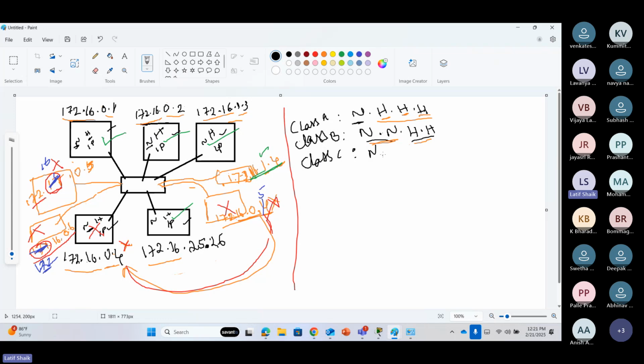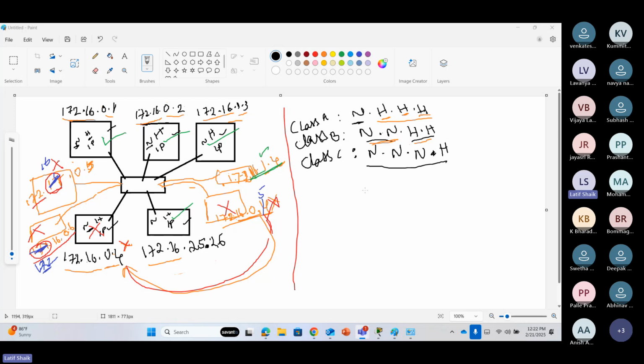Finally, class C: network and host. So again, for a class A IP address, you have to check the first octet only, the network portion. Class B, you have to check the first and second octets, the network portion. Class C, the first three are network portions and the last one is the host portion. So compulsorily, you have to check the first three for the same network, and the last one for any conflict.